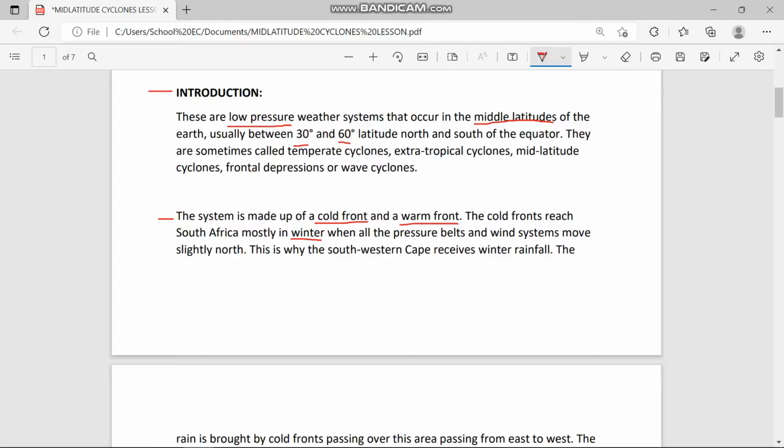And also, if the equator moves up, all of the lines of latitude also move up, meaning that 30 degrees south of the equator is also going to move up in winter. It becomes dominant in South Africa, lies through the land of South Africa, the earth surface of South Africa. So this is whereby we have this opportunity to experience this midnight cyclone.